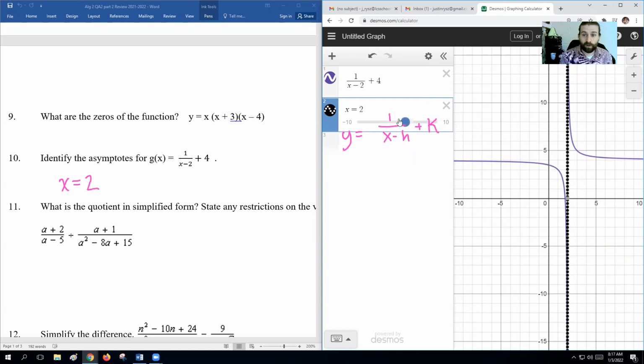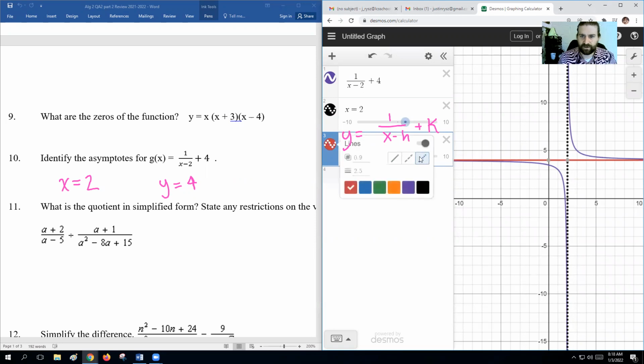And then our horizontal asymptote is the number at the end of the equation, y equals k, which in this case is 4. If I wanted to do the same thing here, y equals 4. You can see here that is also another line that our graph does not cross.